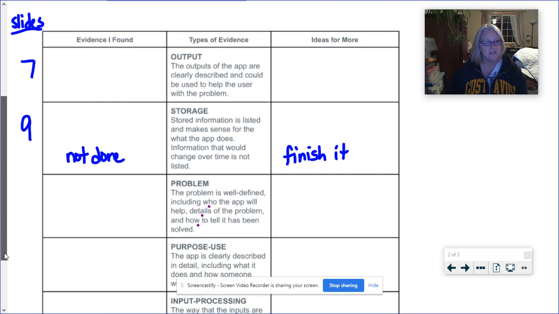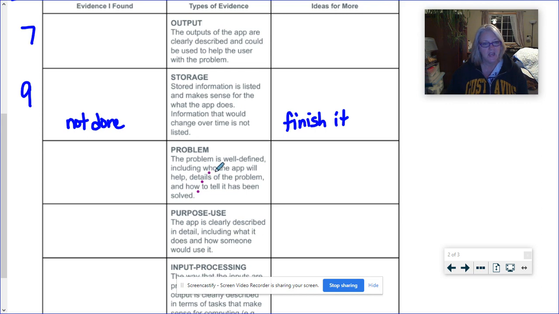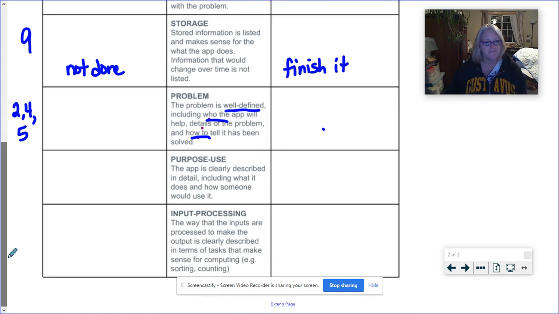All right, now this next part about the problem. And there's really 3 slides you have to look at here. Slide 2, slide 4, and slide 5. Because is the problem well defined? Who is the target audience that's going to use the app? And then how are you going to be able to tell if the problem is solved? All right. So you'll have to look at 3 slides there to make sure that you get all that information and share perhaps ideas for more.